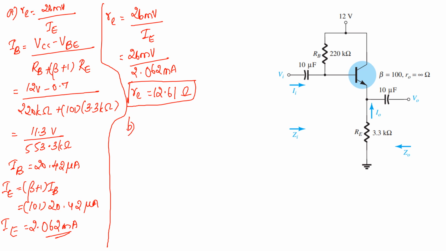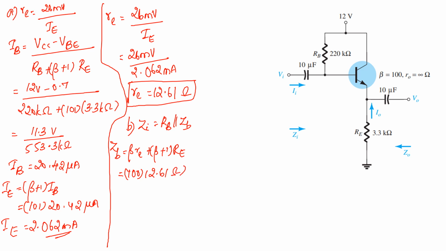Now the B part, you have to find your input impedance. Input impedance is equal to capital RB parallel to ZB. What is your ZB? ZB is equal to beta small re plus beta plus 1 into capital RE. So can we substitute the value? 100 into RE is equal to, what is the value?